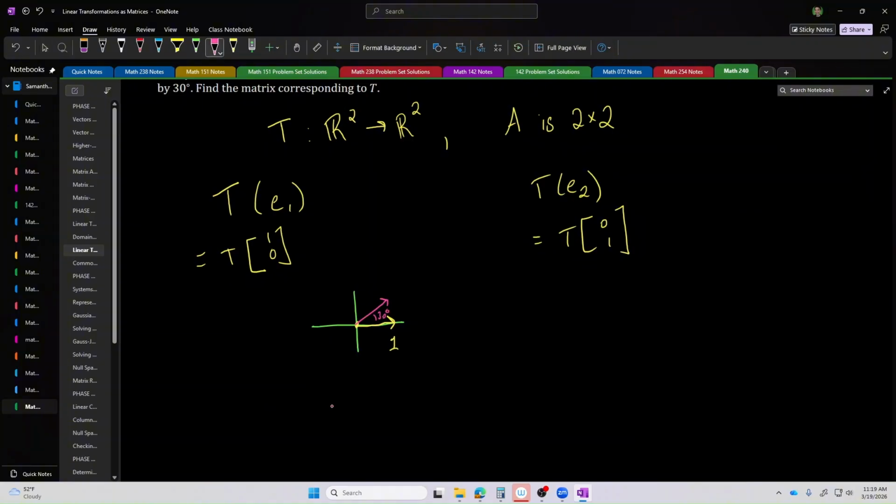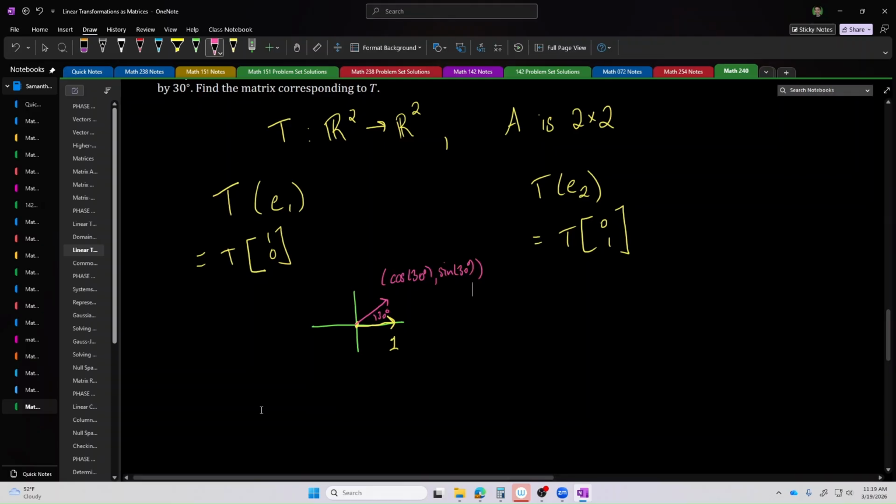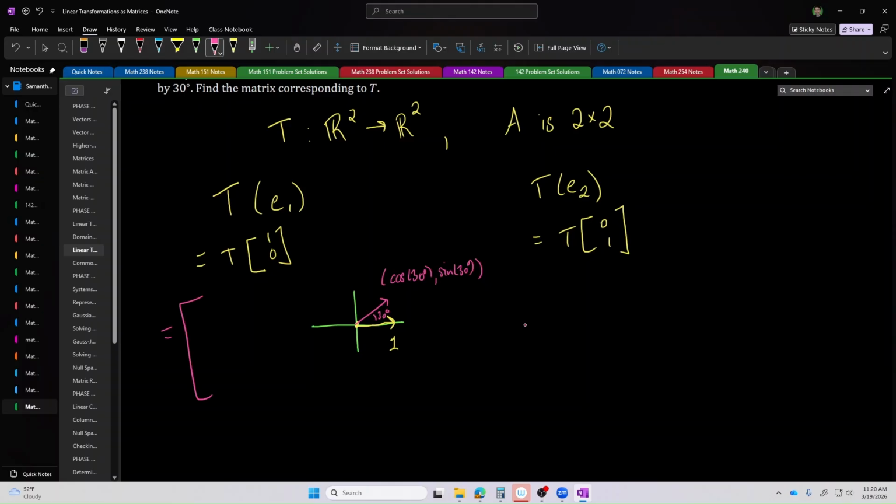So the coordinates of the arrowhead will be given by cosine and sine: cosine of 30 degrees, sine of 30 degrees. So in column notation, the result of applying this rotational transformation to the first standard basis vector would be the vector cosine of 30 degrees, sine of 30 degrees.